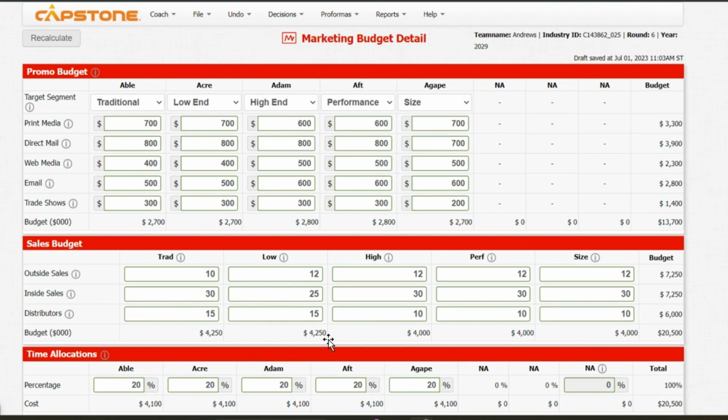Don't go over the estimated or the maximum allowed sales budget and promo budget, because it will be of no use. Time allocations, keep it this way throughout the simulation. For all the rounds, keep it 20% throughout all the products. This is what I would suggest for this section.